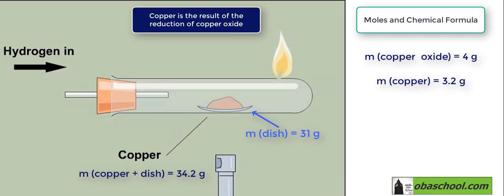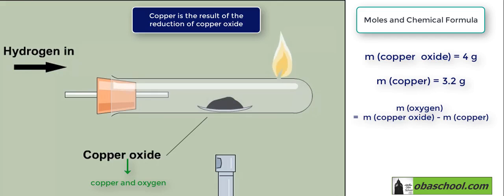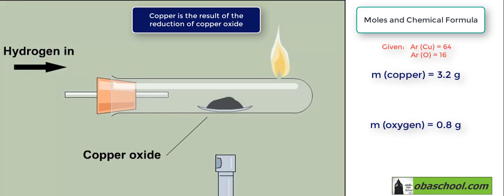The difference in mass between the copper oxide and the copper tells us how much oxygen was in the original compound, because copper oxide is made up of copper and oxygen. So the mass of oxygen is 4 minus 3.2, which is equal to 0.8 grams. What do you think we should calculate next? We have the mass, and given is the relative atomic mass of copper and oxygen.